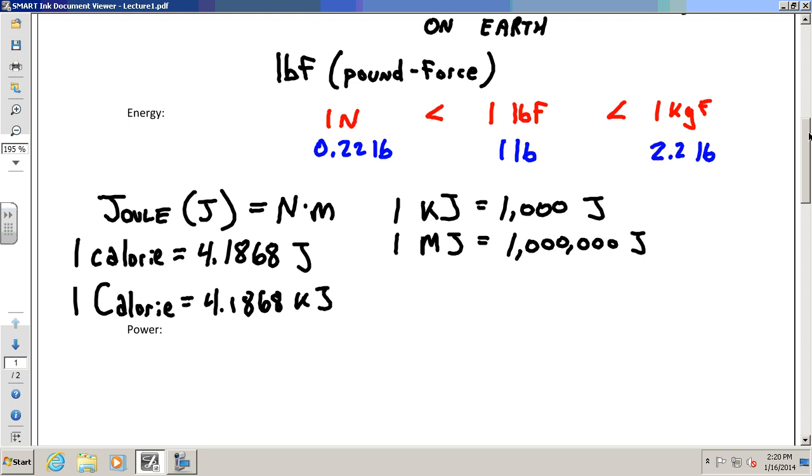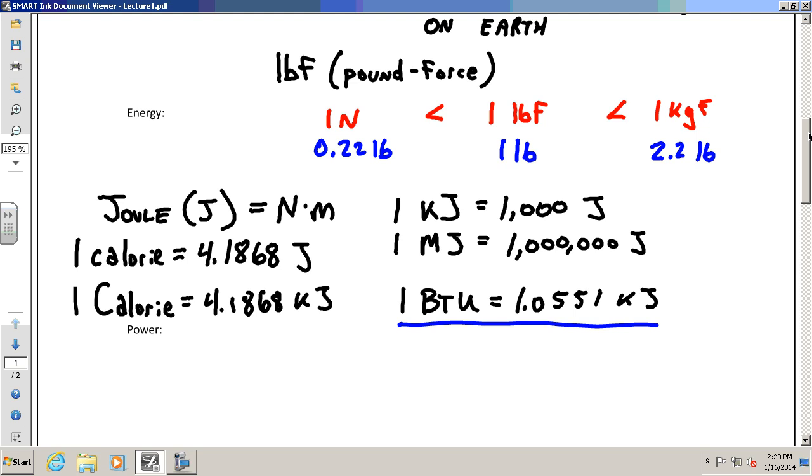Sometimes it's also abbreviated just CAL. Okay, so that's that one. By the way, the English unit for energy is actually something called a BTU, which stands for British Thermal Unit. 1 BTU is equal to 1.0551 kilojoules. Again, these are all just conversions. All right, one more thing.